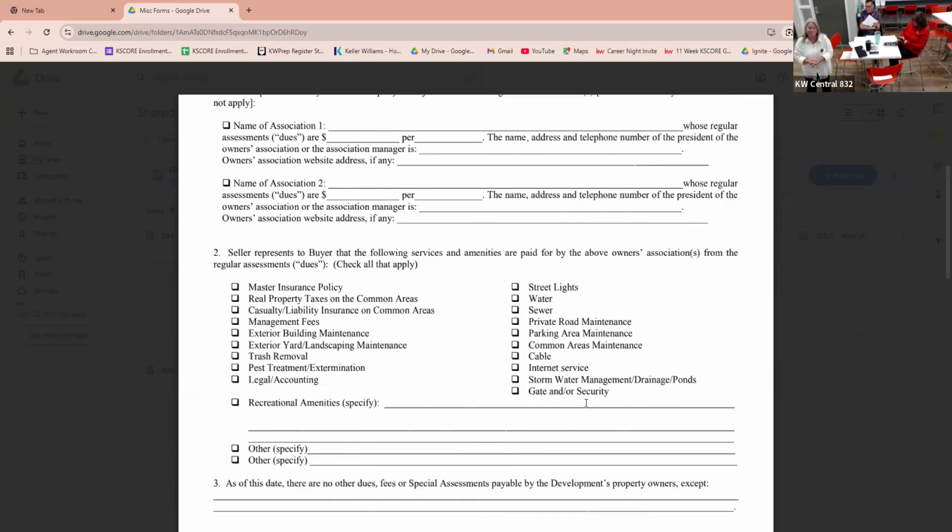So this basically replaced two pages of the RPOs? Yeah. It used to all be on the RPOs, and then they took it off. And then we were all like, well, how do we disclose HOA? And so then they created another document.